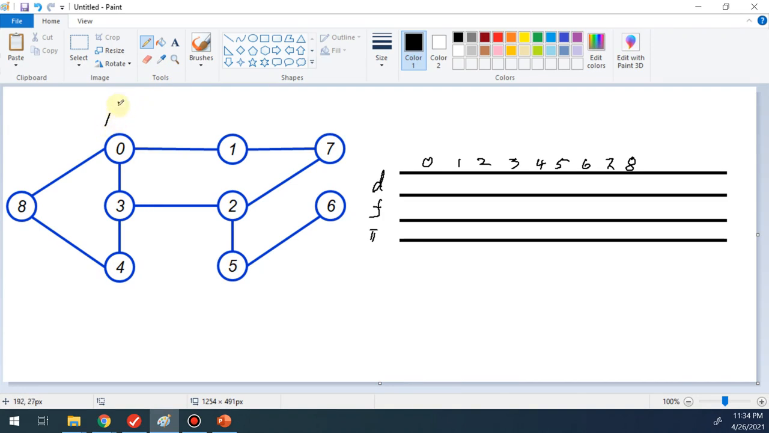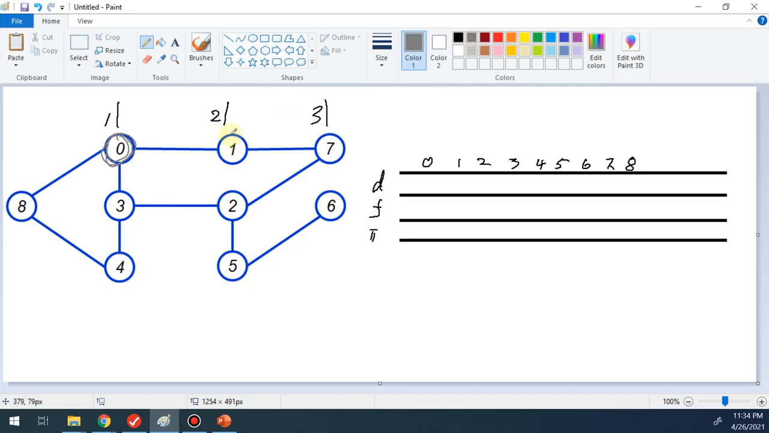Time 1. From 0, we say, okay, you are gray for now. We haven't really finished, but let's go to your first neighbor. And who's your first neighbor? For 0, if we consider all the adjacent nodes sorted from low to high, we will go to 1. For 1, the discovery time is 2. Then we go to 7, and 7 will be 3.